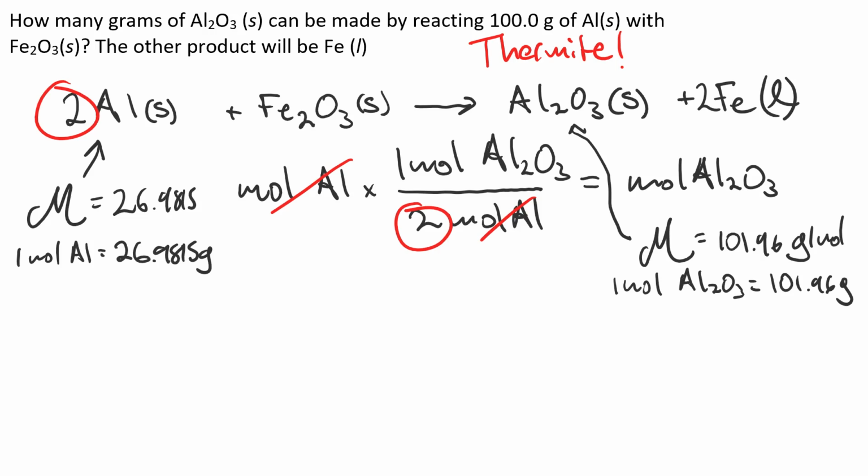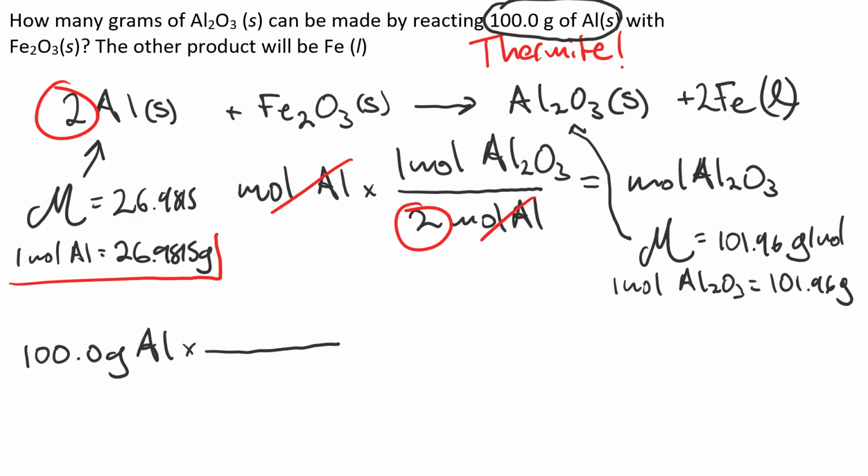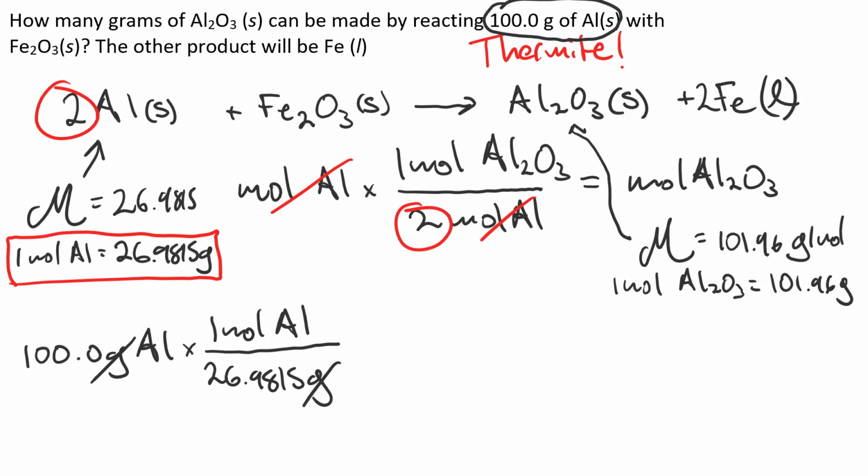Now we're ready to perform our calculation. We're going to start with our given quantity, which is 100 grams of aluminum, 100.0 grams of Al. Our first conversion factor should take it to moles. We're going to use this equivalence statement to do that. Since we're starting with grams, grams needs to go on the bottom. So grams of aluminum cancels. On top, we put 1 mole of Al, since molar masses are always for 1 mole.